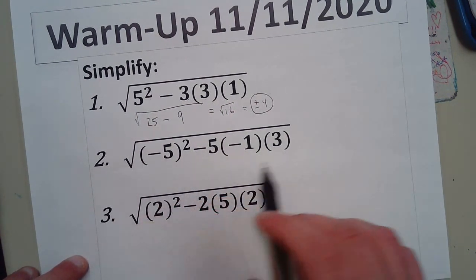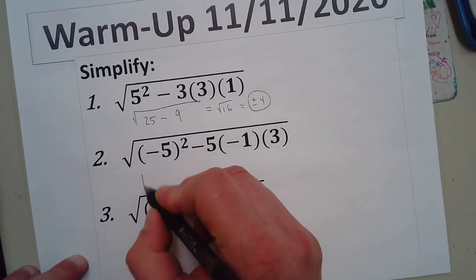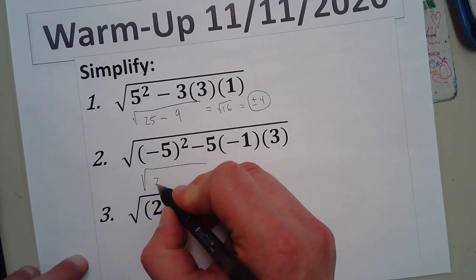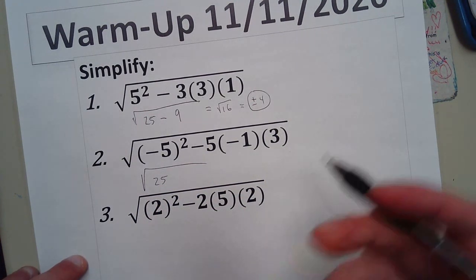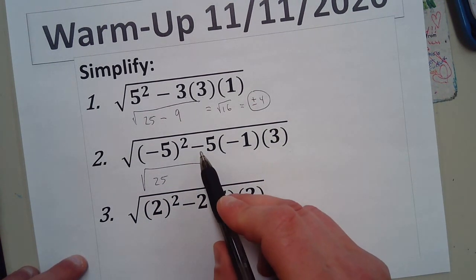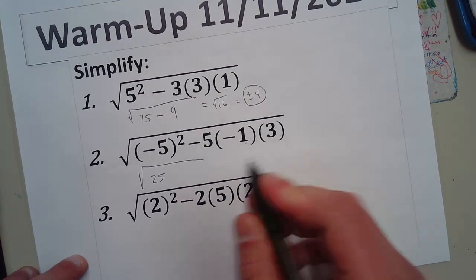All right, so again, all of these have the same format. And there's a reason for that. You're going to see that when we get to the notes today. All right, so negative 5 squared is positive 25. Make sure you remember that. Any number squared becomes positive, unless it's imaginary. And then you have a negative 5 times a negative 1. It's going to be positive 5. Times 3 is going to be positive 15.